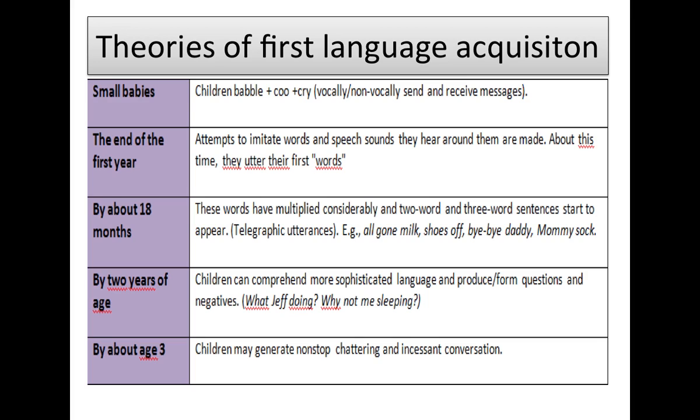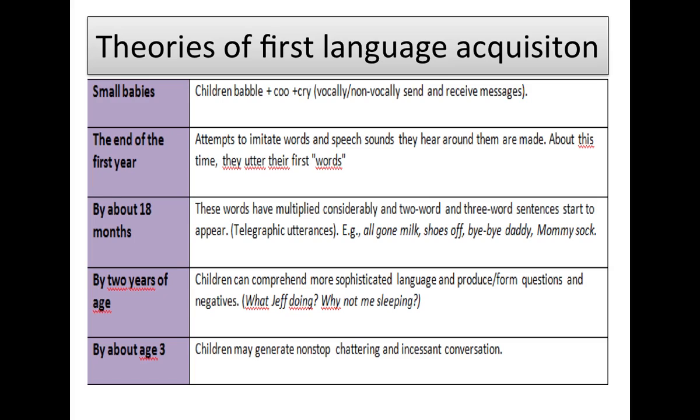The first stage begins with small babies. Children babble, coo, cry, vocally and non-vocally sending and receiving messages. Then at the end of the first year, they attempt to imitate words and speech sounds they hear around them, and about this time they utter their first words.